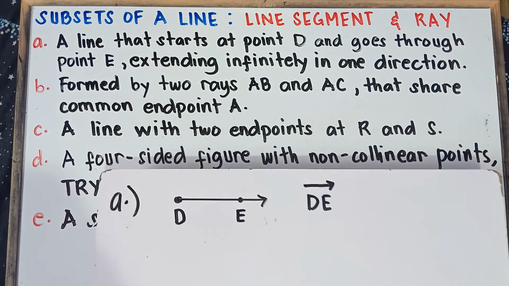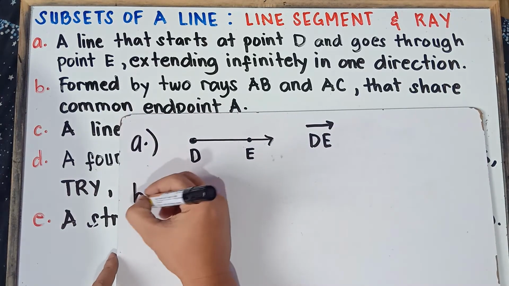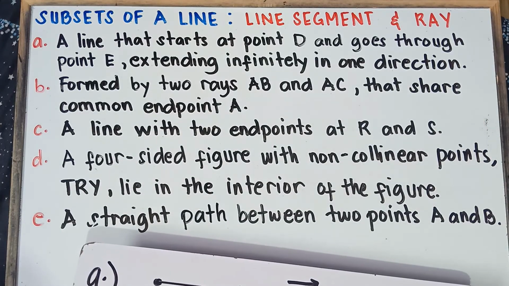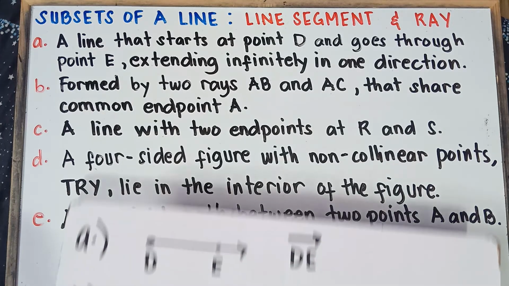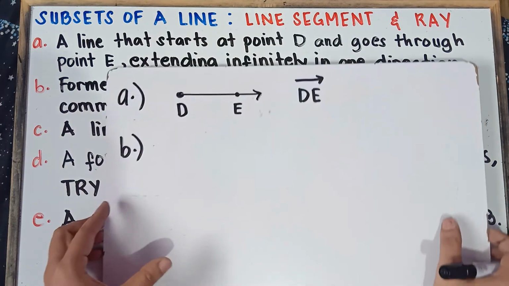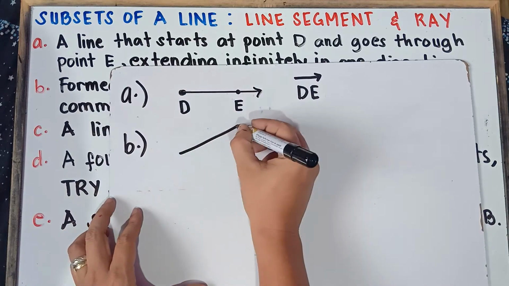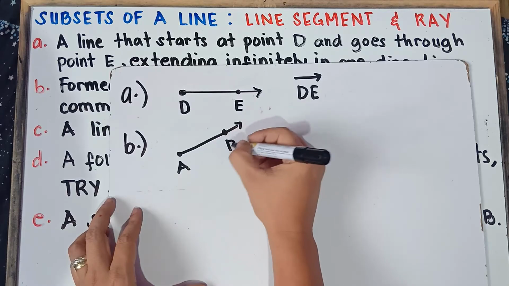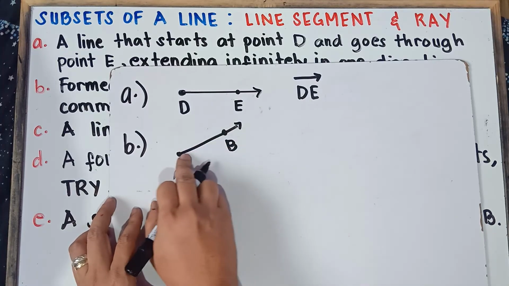So let's have this one, letter B. Letter B, formed by two rays AB and AC that share a common endpoint, that would be point A. So therefore, two rays, AB. So A and then B. Alright, so ray AB.